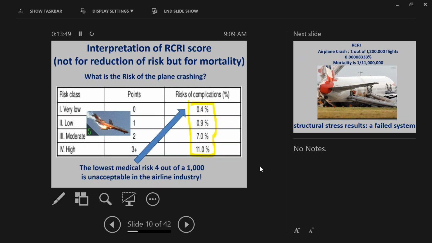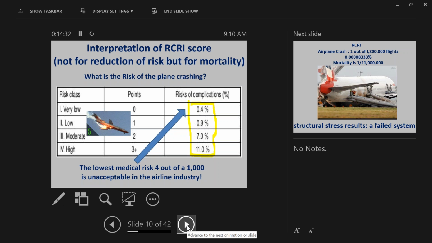And so the interpretation of the risk score is not for the reduction of risk, but for mortality, yes or no. So what is the risk of the plane crashing based on this? Well, the very lowest risk score, which is a 1, is 4 out of 1,000 mortality. The very highest risk is 11 out of 100 mortality. So you get 7 out of 100 in between, 9 out of 1,000 in between, and then 4 out of 1,000. Any of these risks, which we consider medically acceptable, basically, any of these risks are unacceptable in the airline industry.